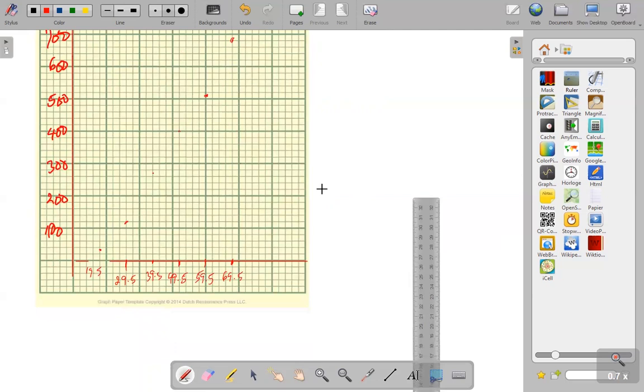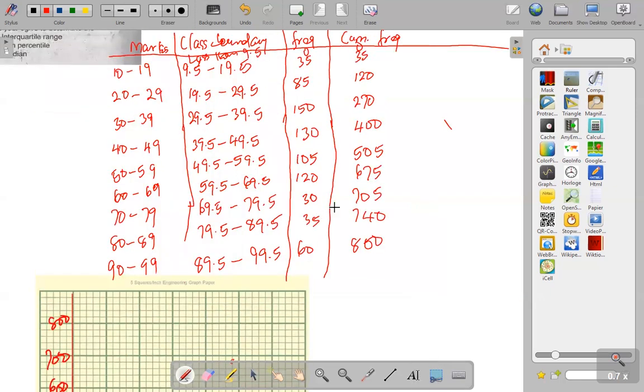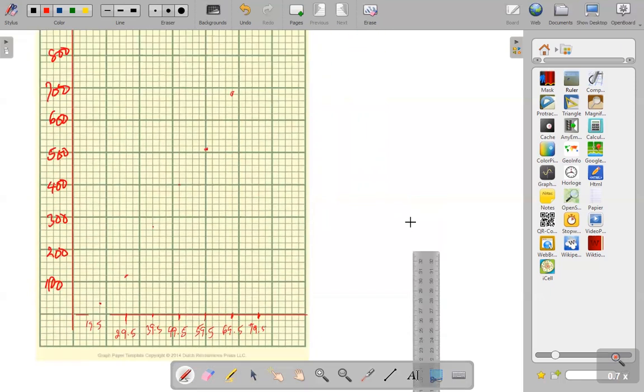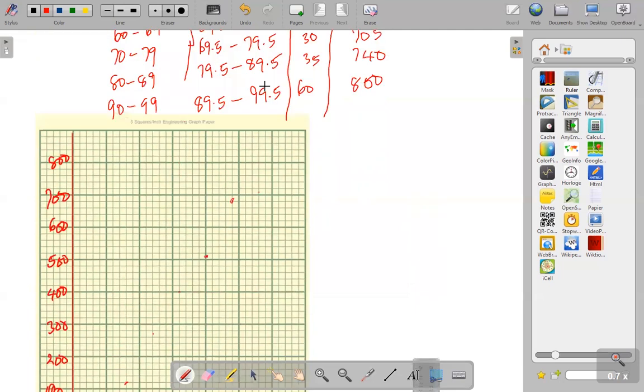Then the next one is 79.5. Let's count another 4 boxes: 1, 2, 3, 4. 79.5. The cumulative frequency there was 705. We'll trace that to 705. This is 700. Let's assume 705 is there. Hope I put it in the right place. Yes.